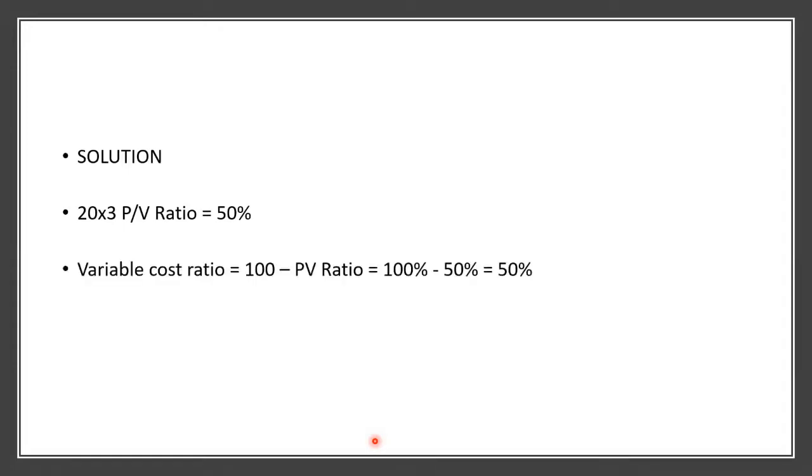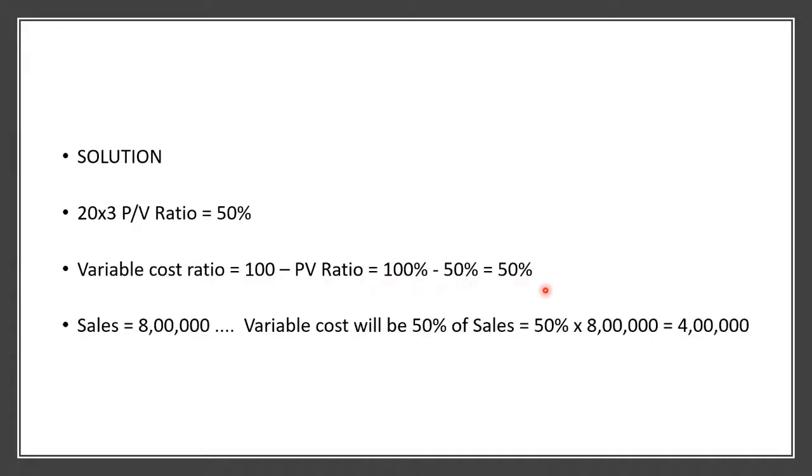2013 PV ratio, they have given 50%. Variable cost ratio, therefore, is what? Remember the equation we studied. 100 minus PV ratio. That is 100 minus 50%. So 50% is the variable cost ratio.